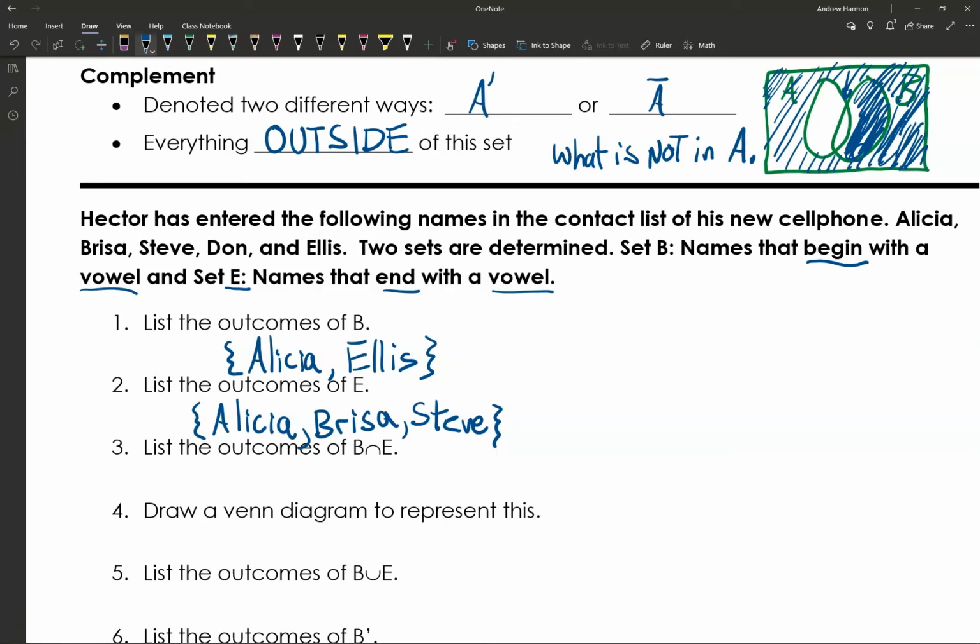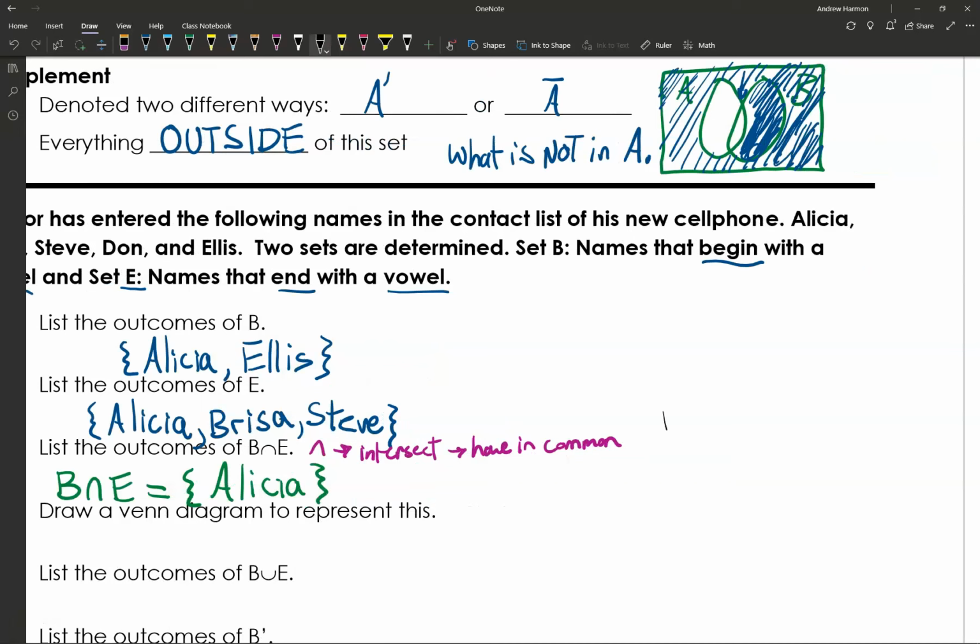Okay, next question. List the outcome of B intersect E. Remember, this upside down U looking symbol means intersect, or what they have in common. So what do both sets have in common? B intersect E would be, well, Alicia's in both, and that's it. So that is what they have in common.